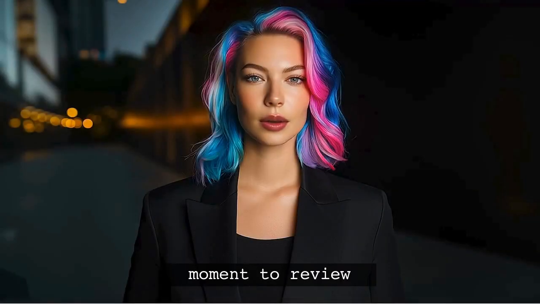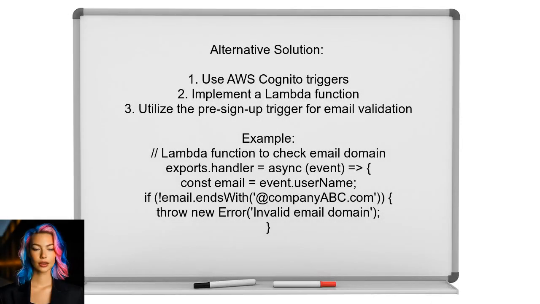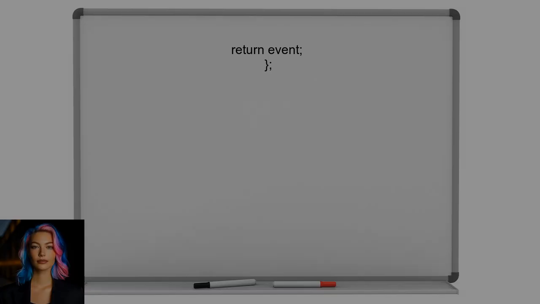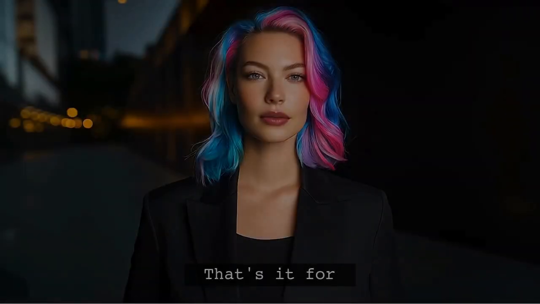Let's take a moment to review another user's answer. An alternative approach suggested by another user involves using AWS Cognito's triggers with Lambda functions. Specifically, they recommend utilizing the pre-signup trigger to implement custom logic for validating email addresses. That's it for that response.